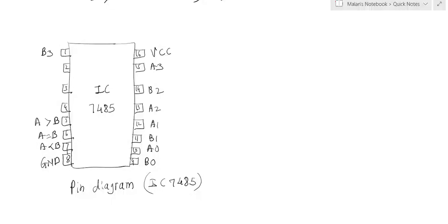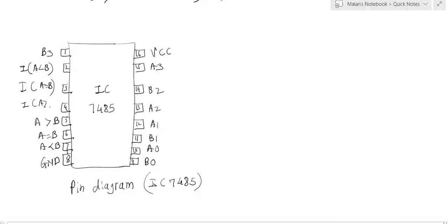When you want to expand the 4-bit comparator to perform 8-bit comparison or comparison of more than 8 bits, the cascading inputs A less than B, A greater than B and A equal to B are used. The cascading input A less than B is connected to pin number 2. Cascading input A equal to B is connected to pin number 3. Cascading input A greater than B is connected to pin number 4.